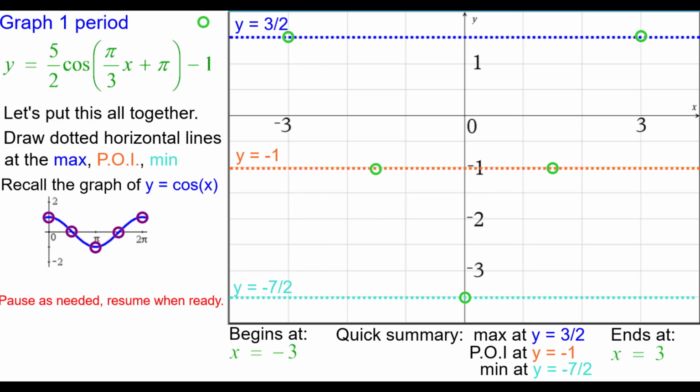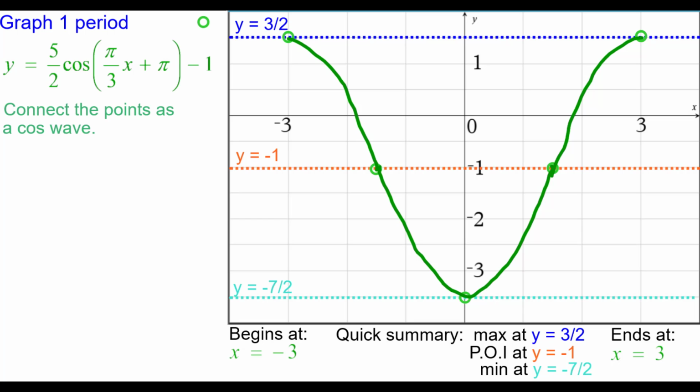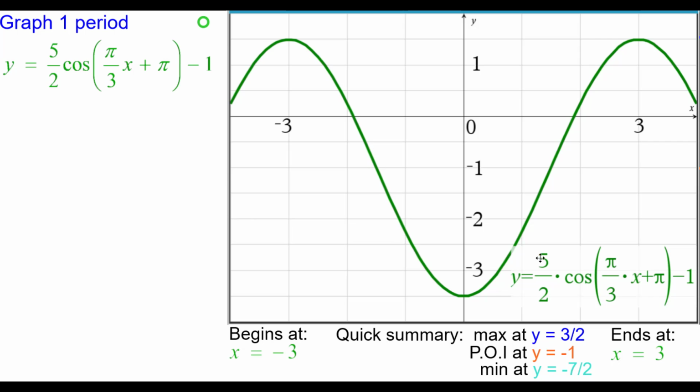Pause as needed. Connect the points as a cosine wave. Be concave down, concave up, and half of a frown concave down. And here's that beautiful cosine wave, a little bit more than a period.